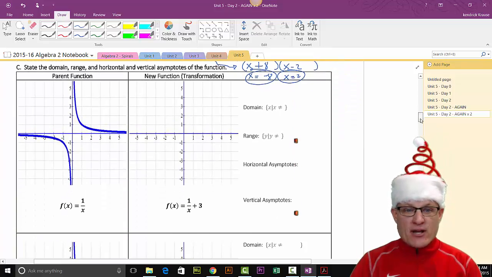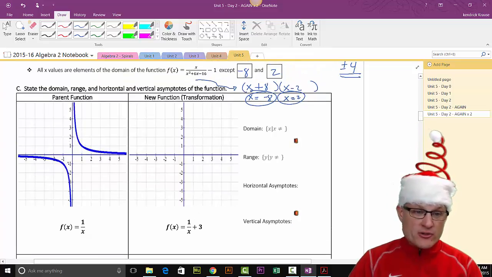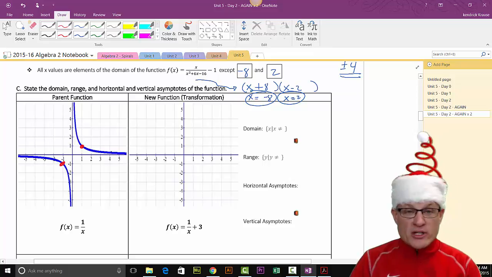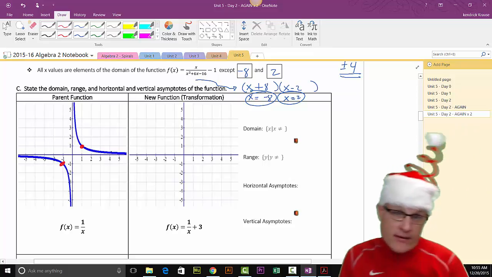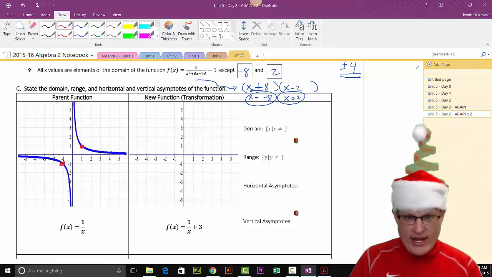All right. Now let's start taking a look to see what this looks like graphically. Here's what the parent function looks like. The parent function goes to this point right here and then approaches both the boundary lines, asymptotes. Can't touch this. Can't touch my crazy head.